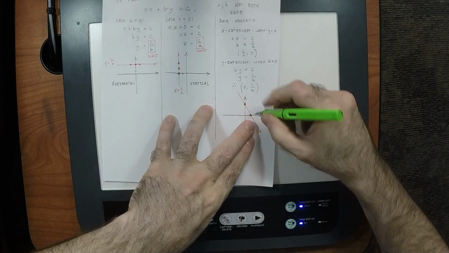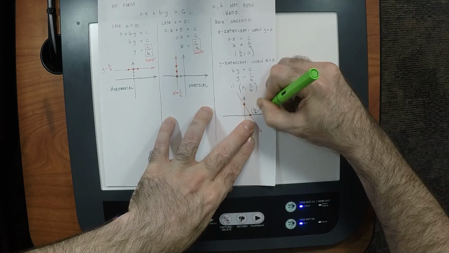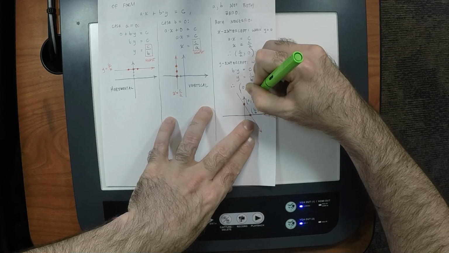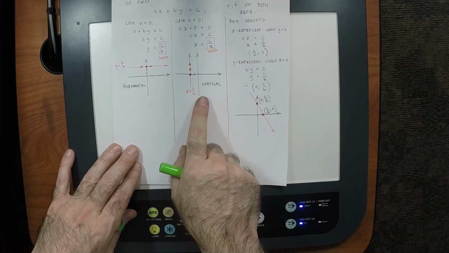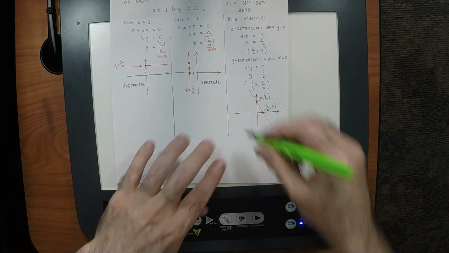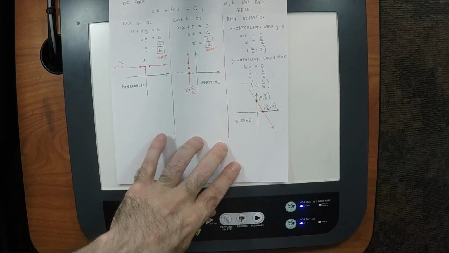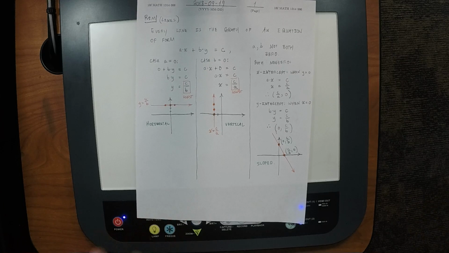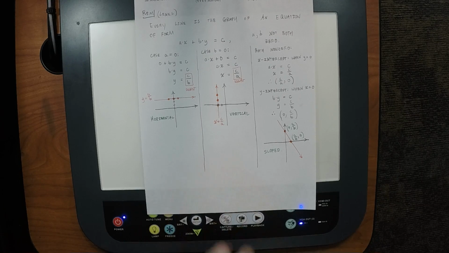Okay, this point here is (c over a, 0), and this point here is (0, c over b). So the first case we considered is called the horizontal case, this second one the vertical case, and finally this one is called the sloped case. Good. So every conceivable line can be expressed in that way. So any question about this?